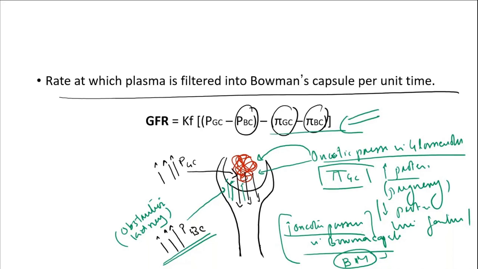So these are the forces involved in plasma filtration into the Bowman capsule. Just remember hydrostatic pressure and then oncotic pressure, both sides. Hydrostatic pressure in glomerulus and Bowman capsule, then oncotic pressure in glomerulus and Bowman capsule.